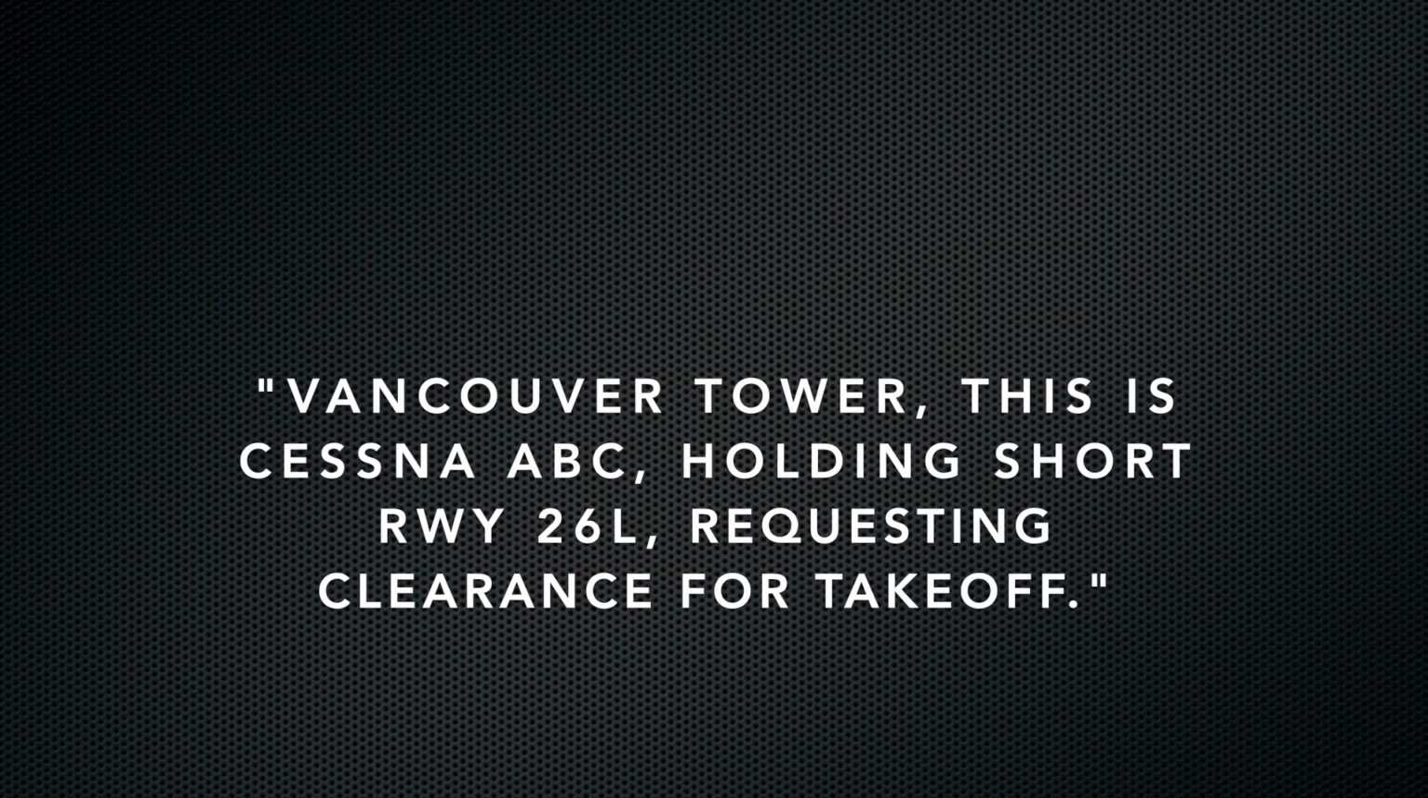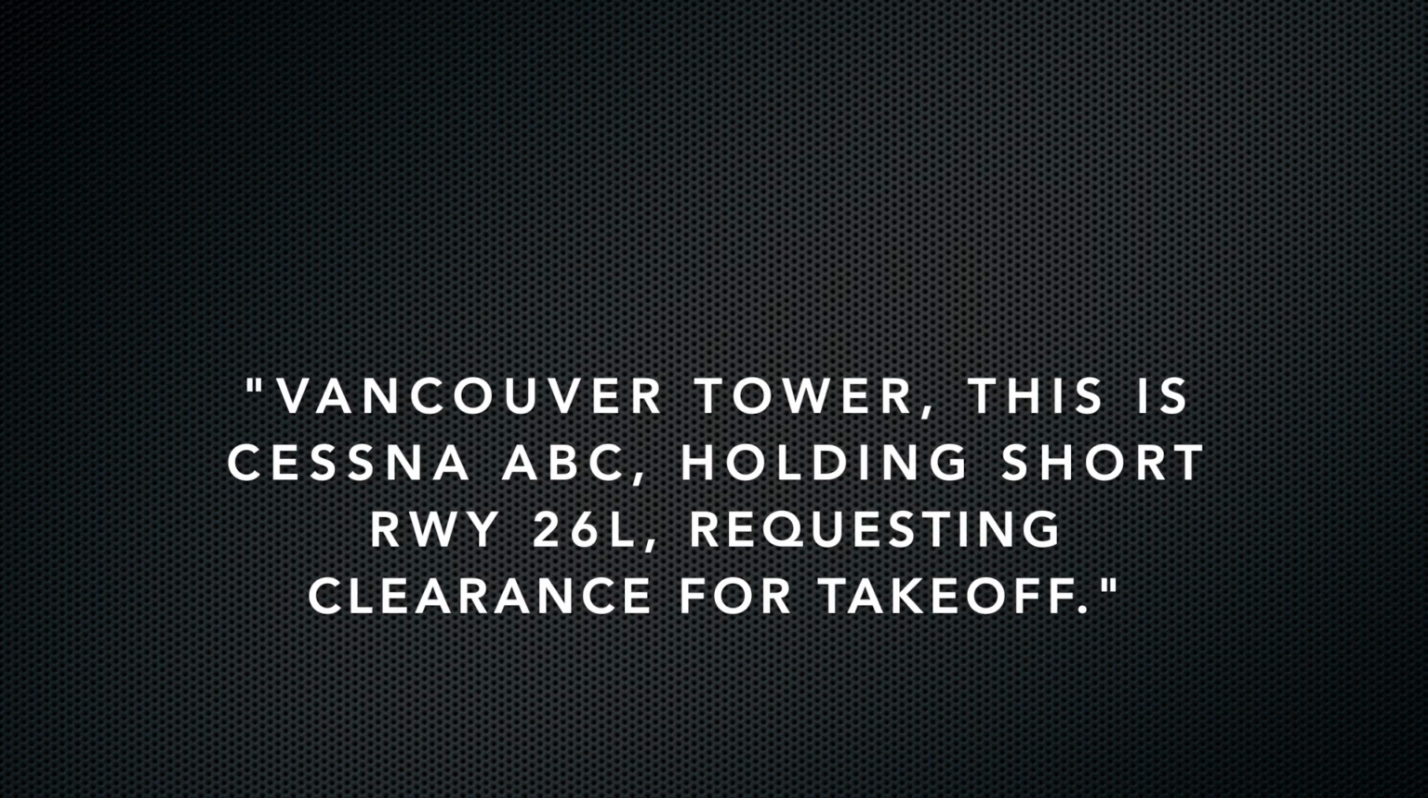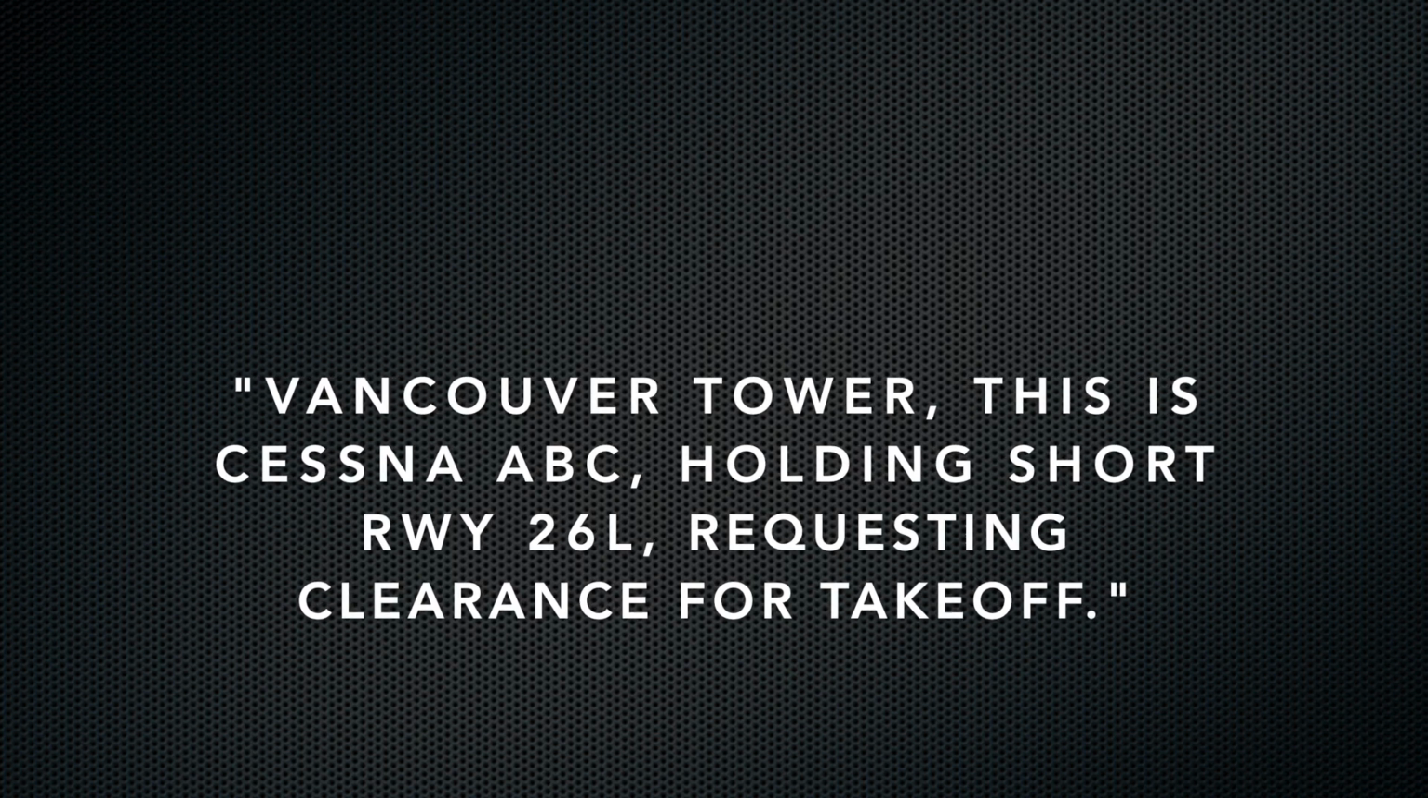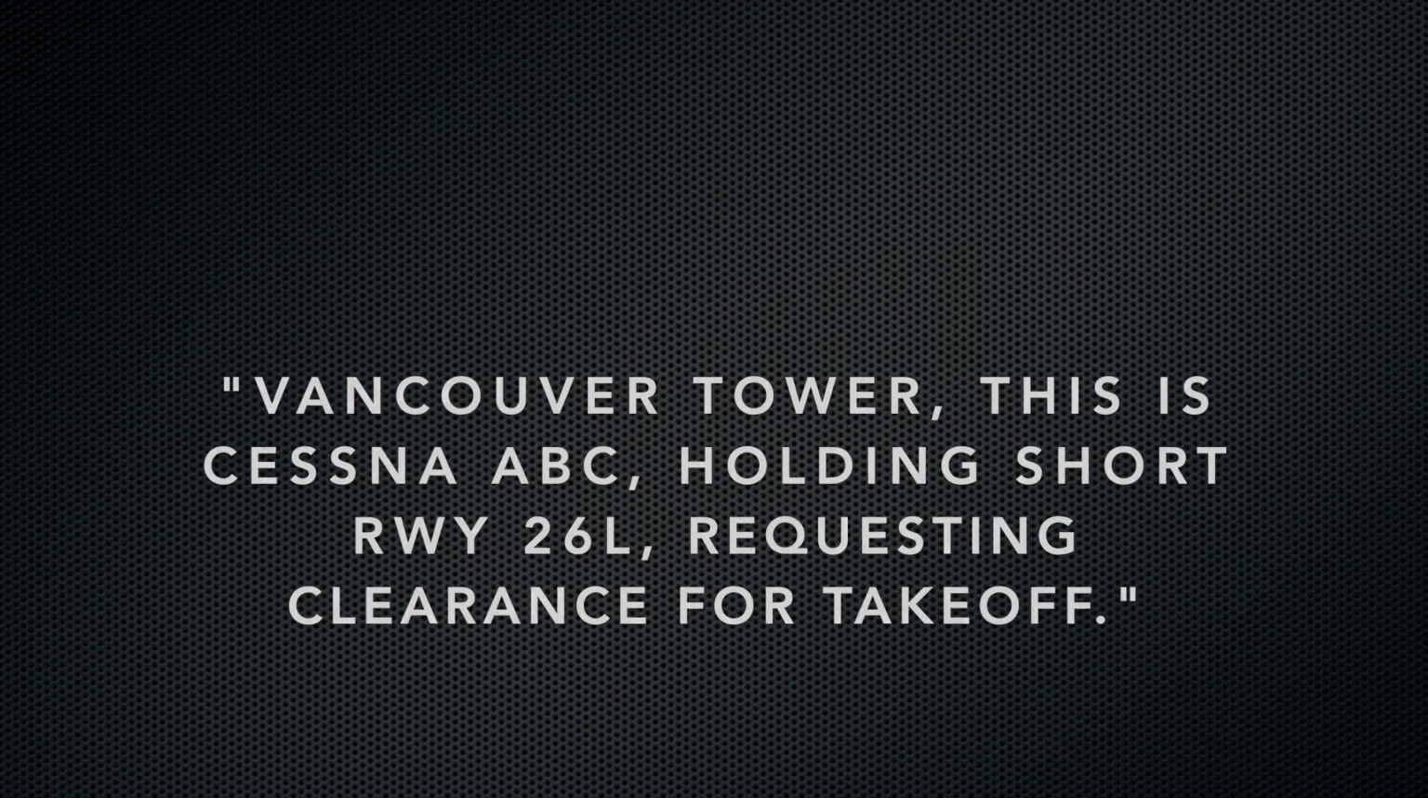And then after that, you're going to switch from the ground controller to the tower controller. The tower controller is responsible for aircraft taking off and landing, and any aircraft within his control zone. So then you're going to say Vancouver Tower now. So Vancouver Tower, this is Cessna Alpha Bravo Charlie, holding short of runway 26 left, requesting clearance for takeoff.